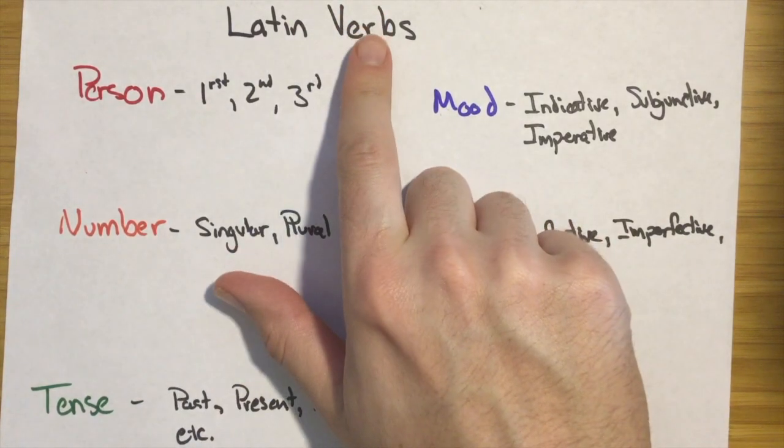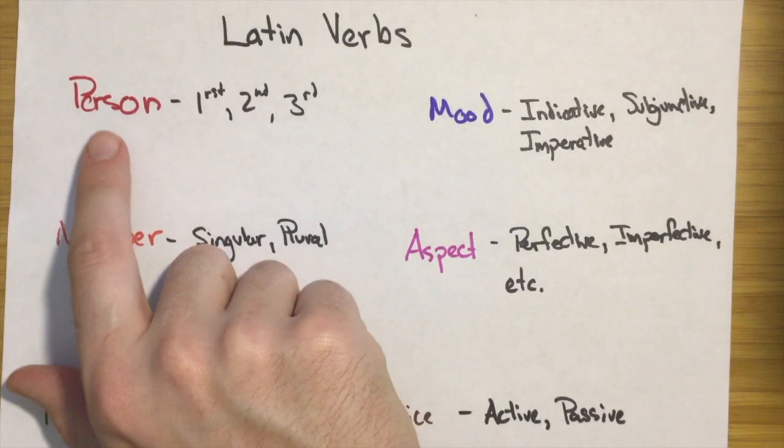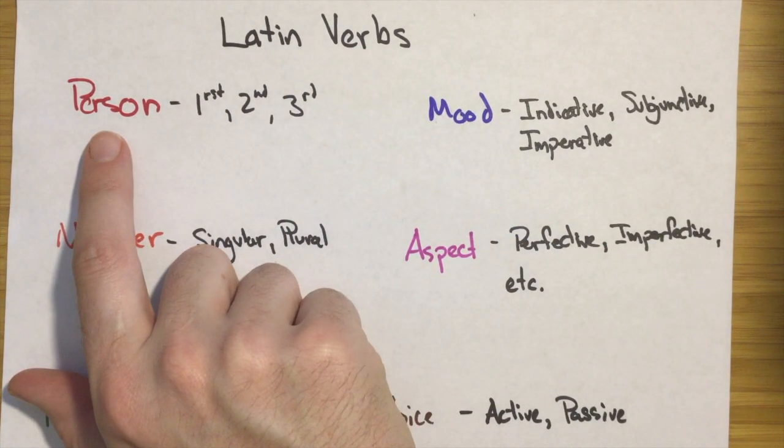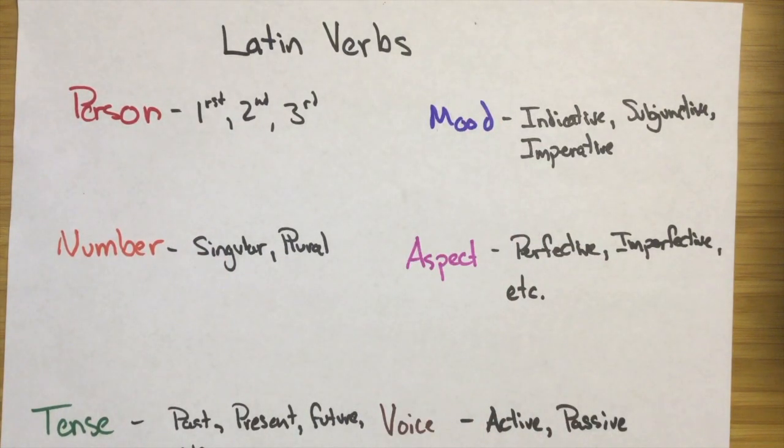So verbs, you'll often hear people say, are action words. A little bit more technically correct, it would be predicate words. In other words, they're words that make a statement about the subject. Person, number, tense, mood, aspect, and voice are 6 categories that we need to keep in mind when we're talking about verbs.